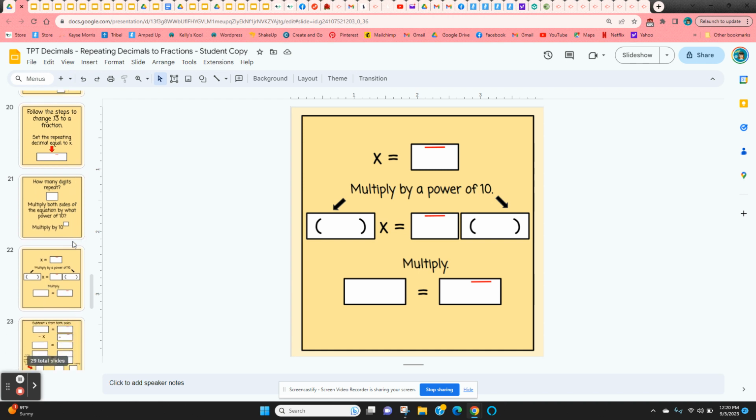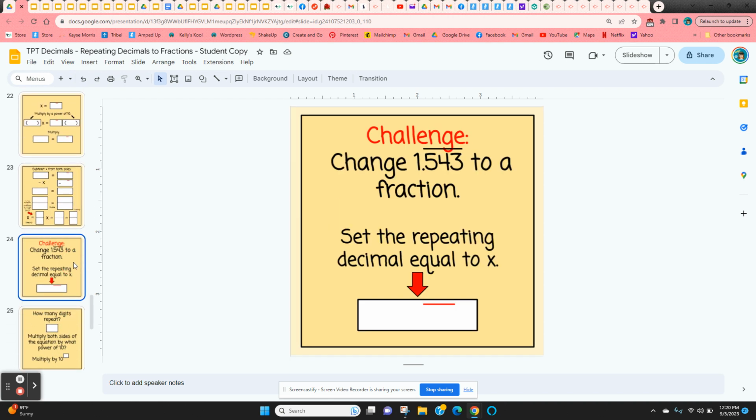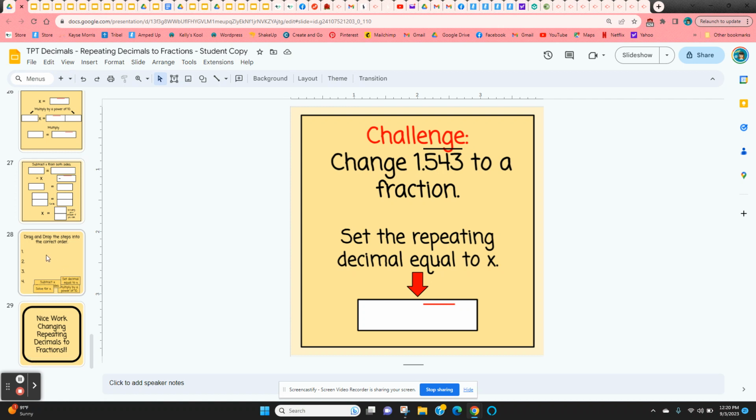So they have a couple of these to do. And then they're going to be given a challenge problem. If they're ready for this, here they have three digits that repeat. So they're going to figure out this one all on their own, following the same steps.